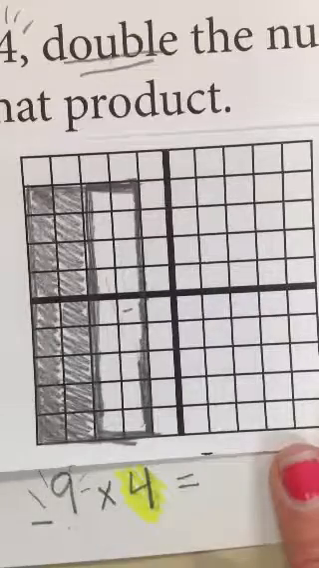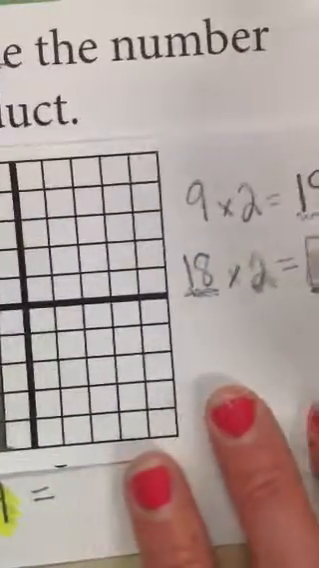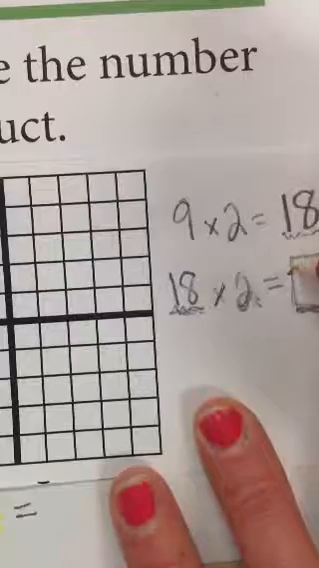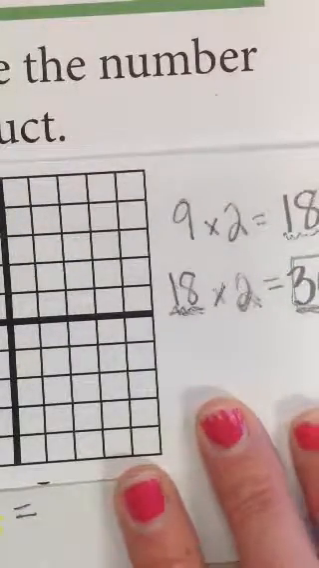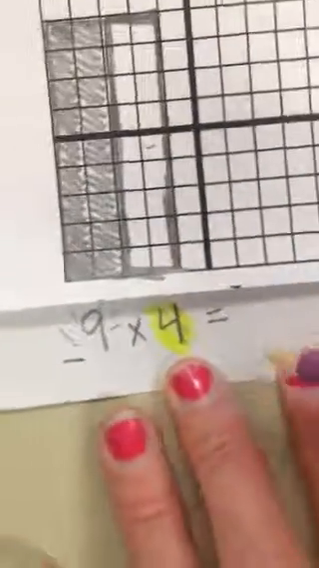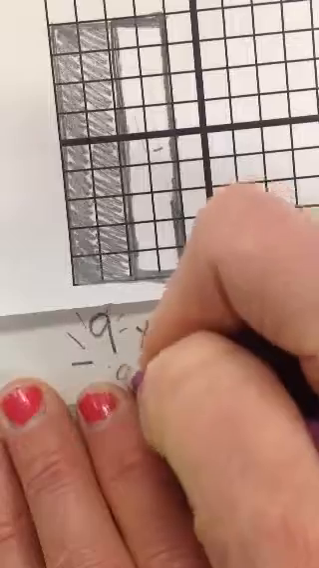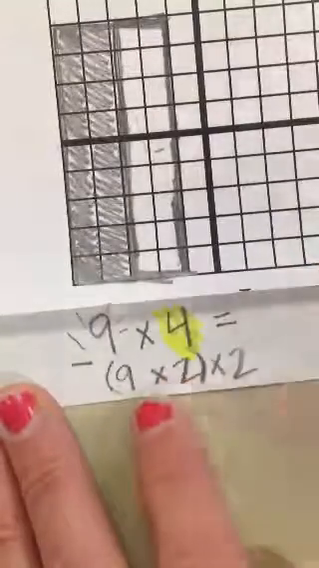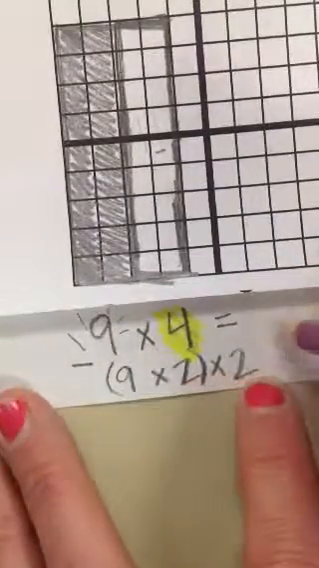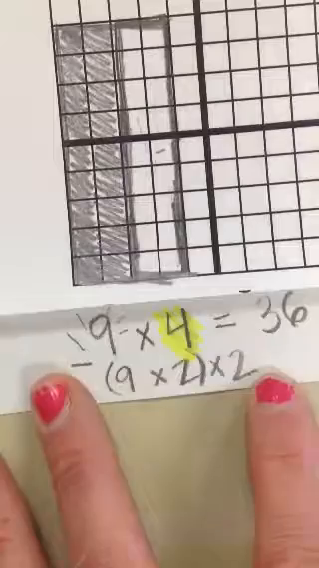Do you have it yet? You've counted it up, and you're at 36. So 9 times 4 is the same thing as 9 times 2 times another 2, the double-double. And we end up with 36.